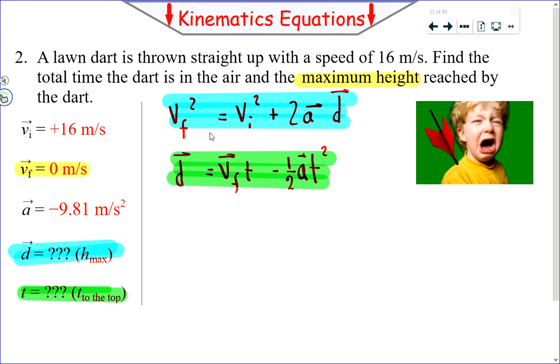Now, I don't know if those are the two formulas that I used in class. It doesn't matter. Because I said in class, as long as you're able to find the answer, that's what we care about.